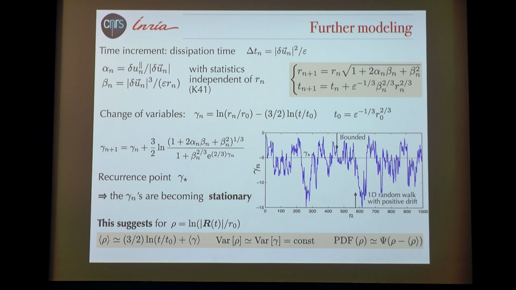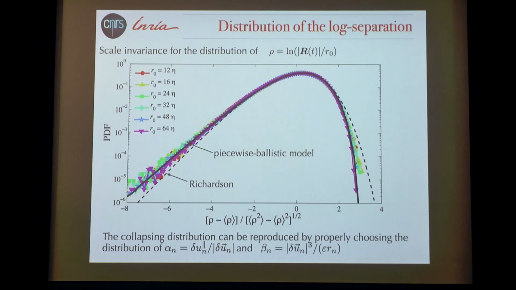Through this approach, we indeed obtained that the mean separation goes like 3/2 of the log of time plus some constant that is just the mean of this reduced variable gamma. This constant is important because it gives the constant in the power law for the separation of distances. Then the variance is a constant and the PDF is some function only of this rho minus. So now back to the PDF, and I will finish on that.